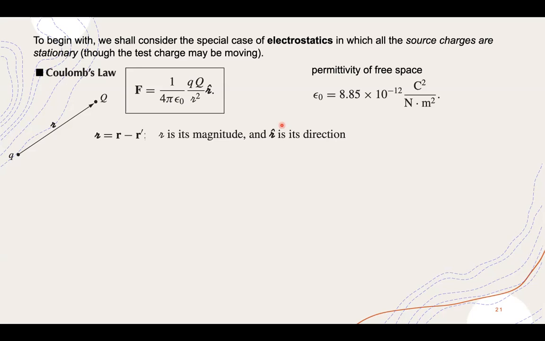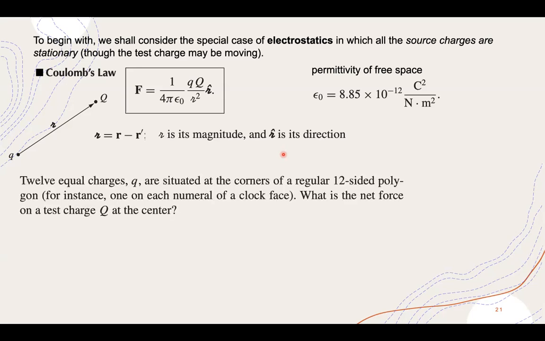Okay, and r, as I said before, is just like a vector sum of the position vectors of both the charges. So this is r minus r prime, where this is not bold, so this is normal font. So you have this as a magnitude, and r cap is its direction. So this is Coulomb's law, which we know from our previous classes as well.